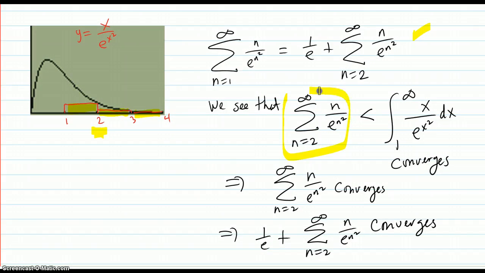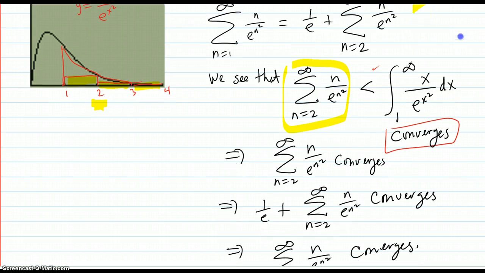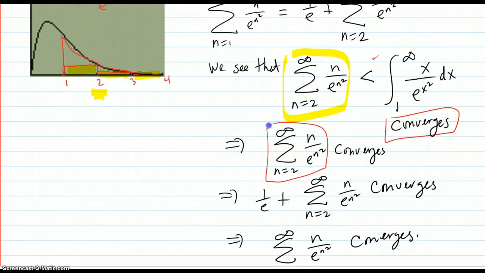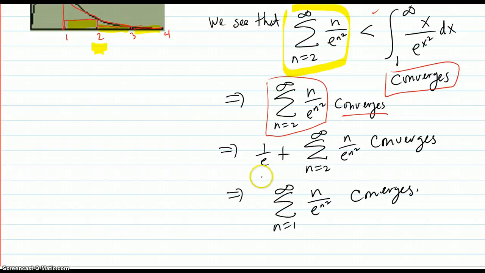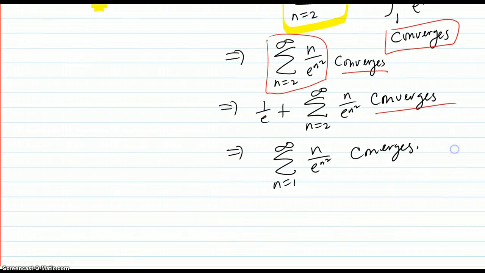This series is represented by the areas of those right rectangle bars there, and that's less than this integral because the integral is the area under the entire curve. So definitely this inequality holds, and we know that integral converges. That means this series converges starting at 2 because it's less than something that converges. And certainly if you add on 1 over e to something that converges, it still converges. So therefore the original series converges.